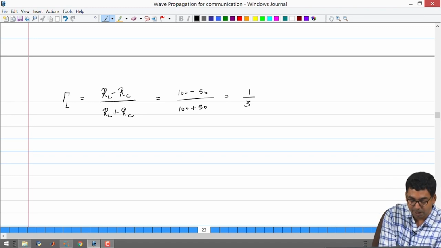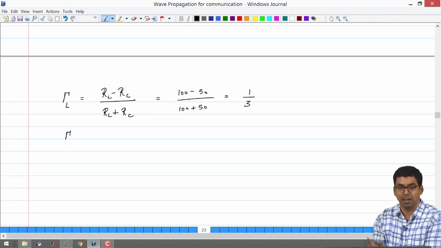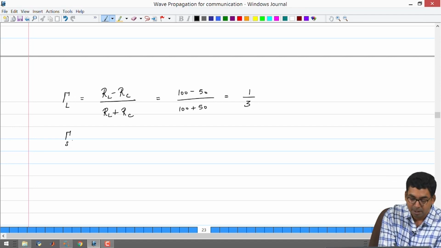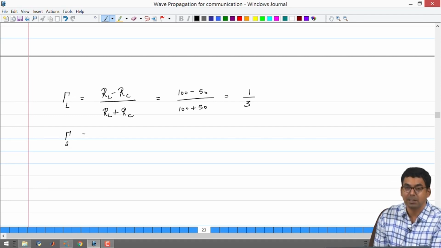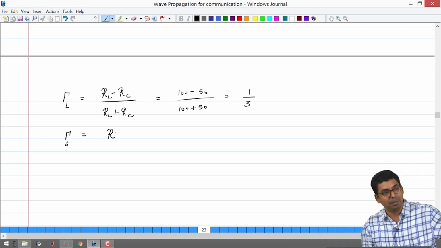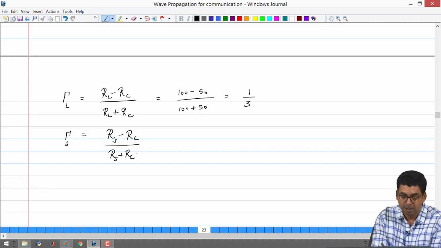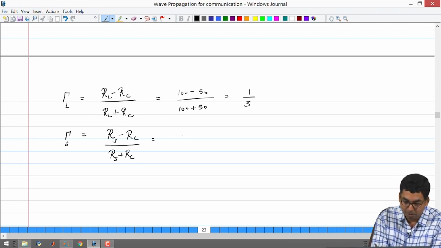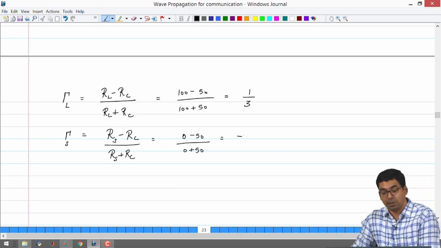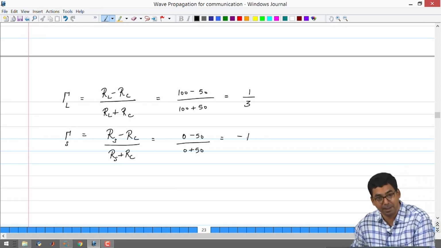So we can call this gamma suffix s, at the source end of the transmission line. And that is going to be, you will just replace RL with your series resistance of the battery. In this case, we don't have a series resistance, so I'll just write this as (RS - RC)/(RS + RC). The series resistance of the battery in the way we have drawn is 0. So 0 minus 50 by 0 plus 50, that is equal to minus 1. So, at the source end the reflection coefficient is minus 1.